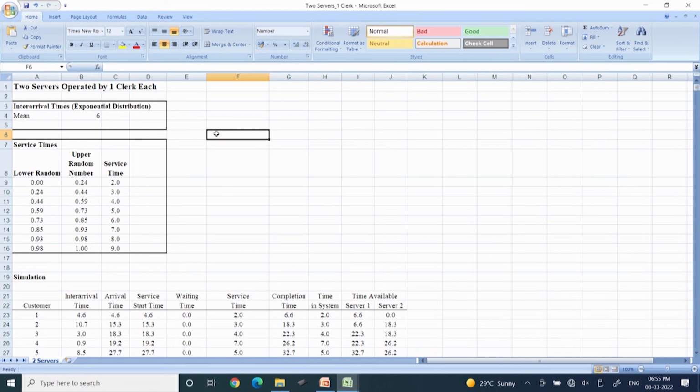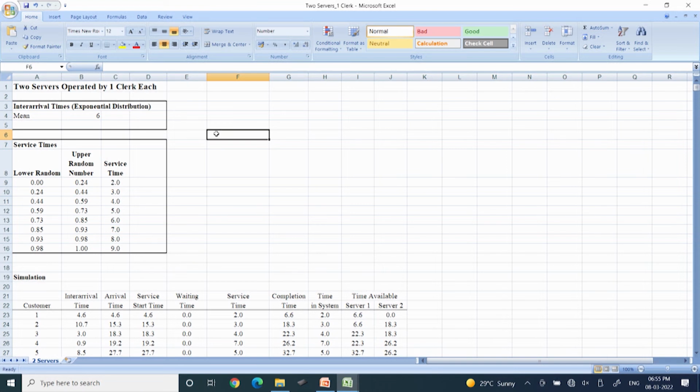Two servers operated by 1 clerk each. Here the inter-arrival time follows an exponential distribution with mean 6 and the service time follows an empirical distribution. This problem is similar to having 2 ATMs, because here there are 2 servers. So, 2 cars can enter the shop to get their service.